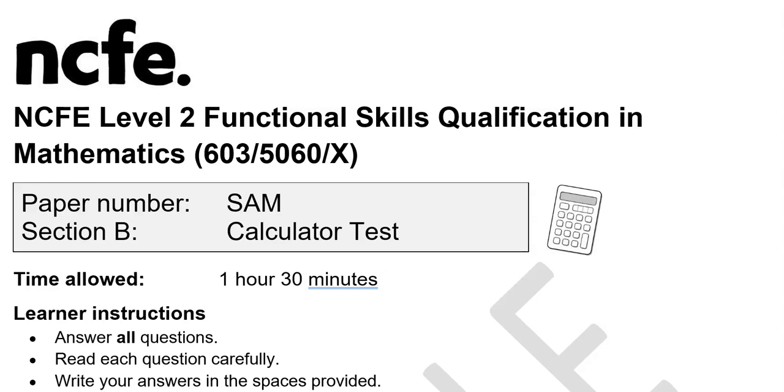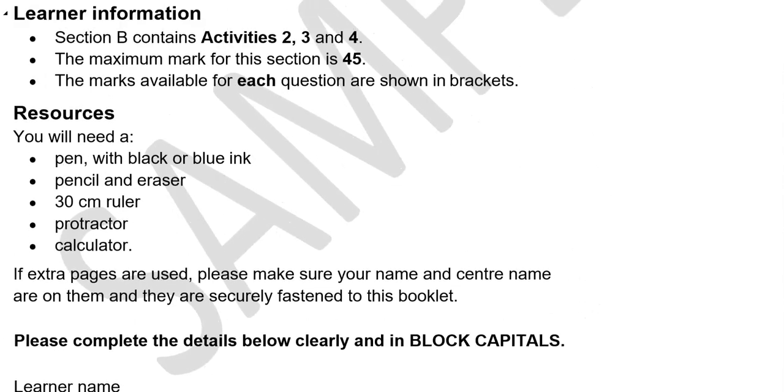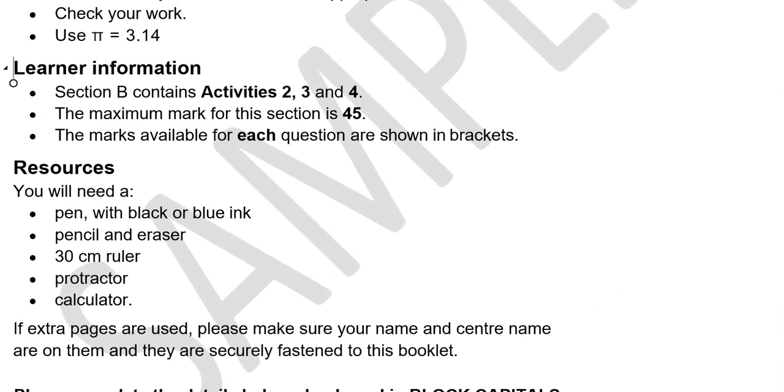This is the second part of a Level 2 Functional Skills Maths paper from NCFE. In this part you can use a calculator. And one thing I want to draw your attention to before we move on to look at the questions is this, which says use pi equals 3.14. So if we have any questions related to circles, we've got to use this.